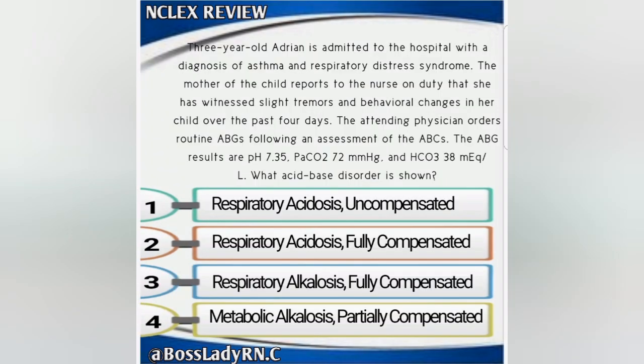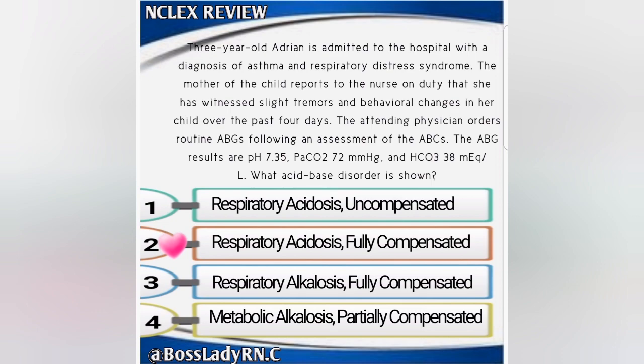Next question. 3-year-old Adrian is admitted to the hospital with a diagnosis of asthma and respiratory distress syndrome. The mother of the child reports to the nurse on duty that she has witnessed slight tremors and behavioral changes in her child over the past 4 days. The attending physician orders routine ABG. Following an assessment of the ABC, the ABG results are pH 7.35, partial pressure of carbon dioxide 72 mm mercury, and bicarb 38 microequivalent per liter. What acid-base disorder does this show? The correct answer is option 2.